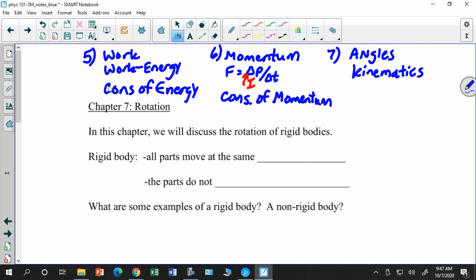That's just like our v equals v naught plus at, x equals v naught t plus 1/2 at squared, just like chapter 2, except we're going to be applying them in slightly different situations. And then finally, centripetal acceleration.